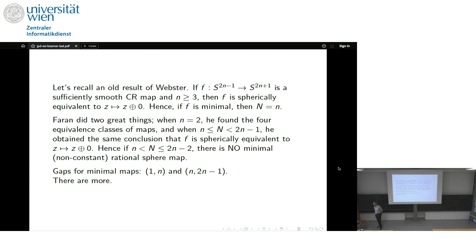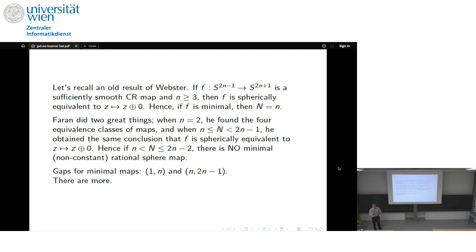It's almost 50 years ago when Sid Webster was studying Chern-Moser invariants, and he proved the following theorem. You have a sufficiently differentiable, I don't remember the differentiability requirement, but F maps the sphere S^(2n-1) to S^(2n+1). This is a sufficiently differentiable CR function mapping. Then after automorphisms, it's (z, 0).